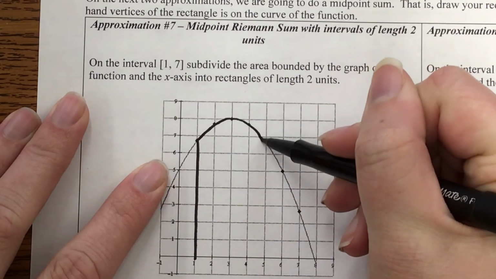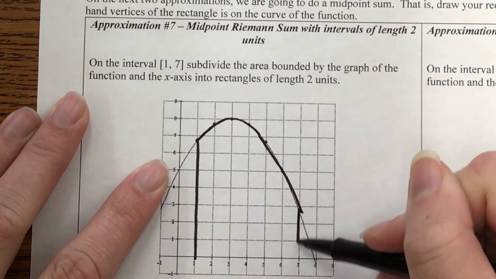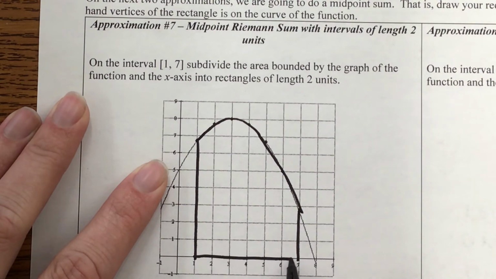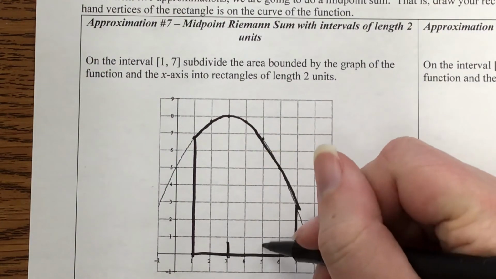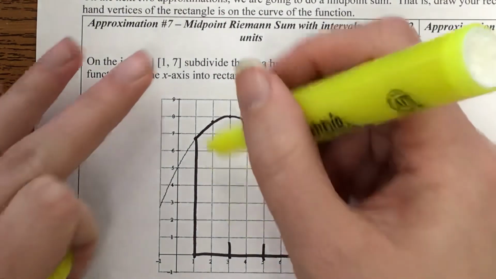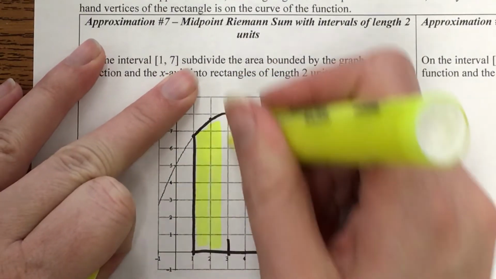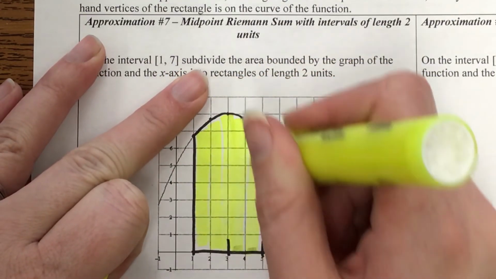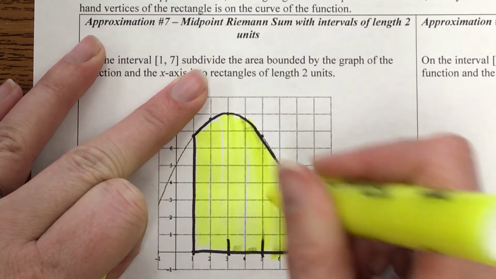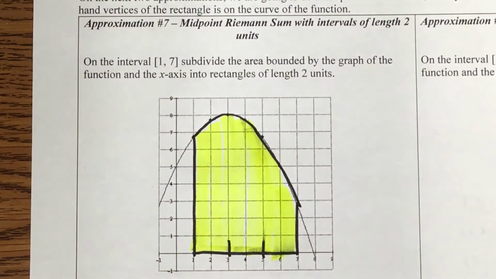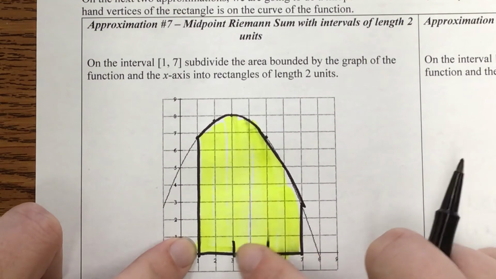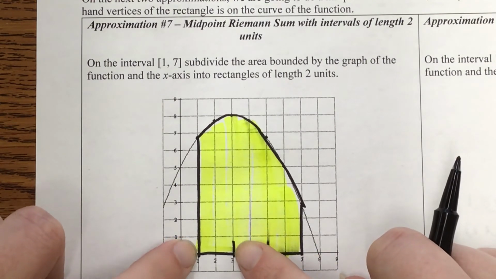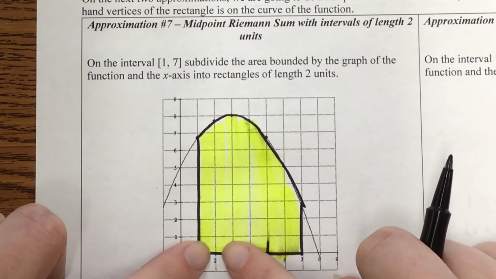We are again doing a length of 2 units for our rectangles. So draw this guy out, do our length of 2 units. All right. Now, for our rectangles, instead of moving our left hand up or our right hand up, we're going to meet them in the middle. So halfway between 1 and 3 is 2.